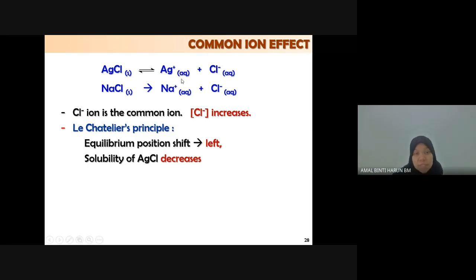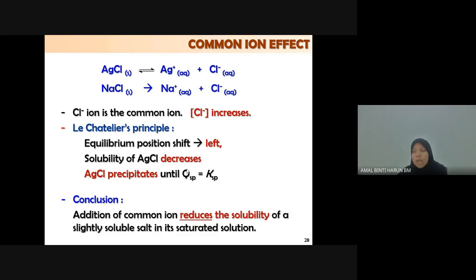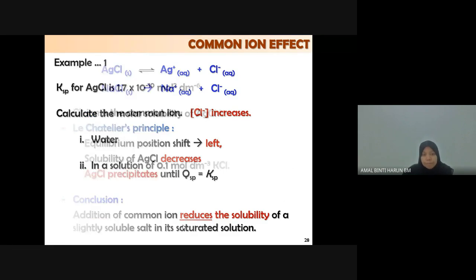Okay, so kalau solid menjadi solid means susahlah nak larut. Kalau banyak ion means senang larut. Kalau banyak yang tukar jadi solid, susah larut. That means the solubility silver chloride decrease. Okay, so dia akan shift to the left until the QSP equal to KSP. Maksudnya dia dah just saturated. So addition of common ion reduce the solubility of a slightly soluble salt in its saturated solution.